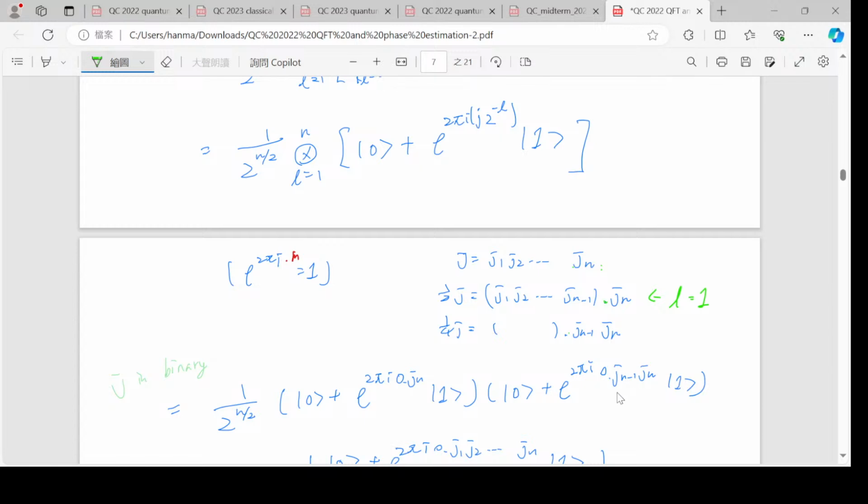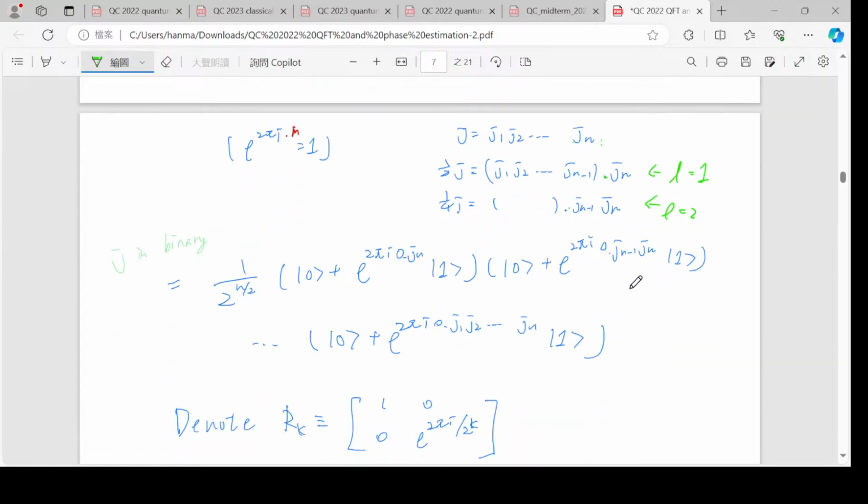And your second term, L equal to 2, will be e to the 2 pi i 0. You divide by another 2, so you pull j minus 1 over your decimal point, and so you will have 0.j_{n-1} j_n here. And so you see that as L gets bigger and bigger, you divide j more and more, and then you pull more and more bits over the binary point.